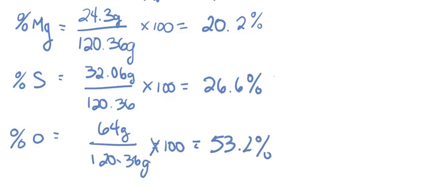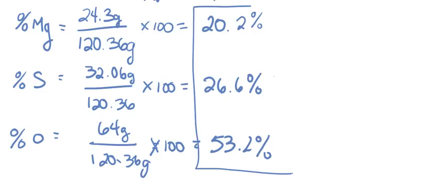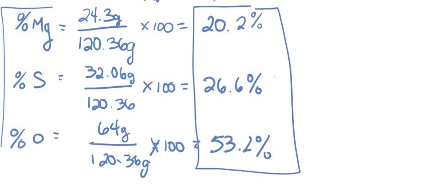So 0.2, 0.6, 0.2, that's 1. And then 6 and 3 is 9, plus 1 is 10, so I have a 0. And then I have 4, 5, 10, 100%. So here are my percentages by mass for each of these.